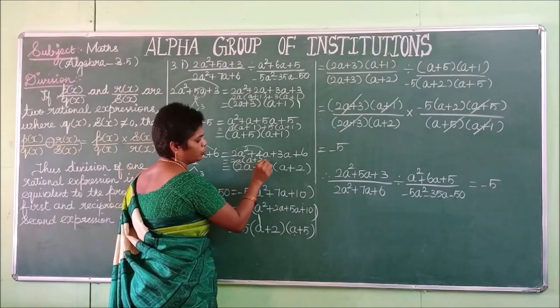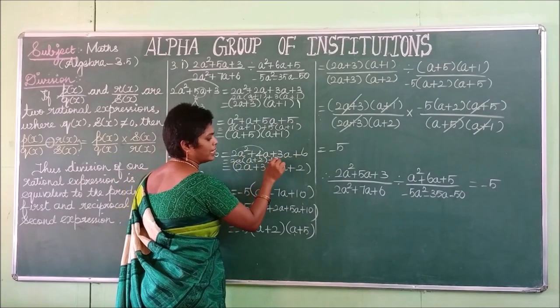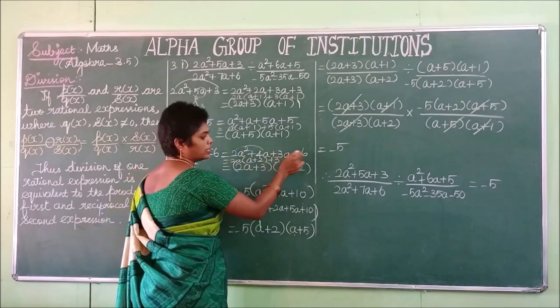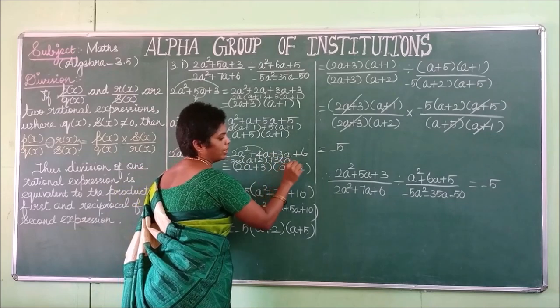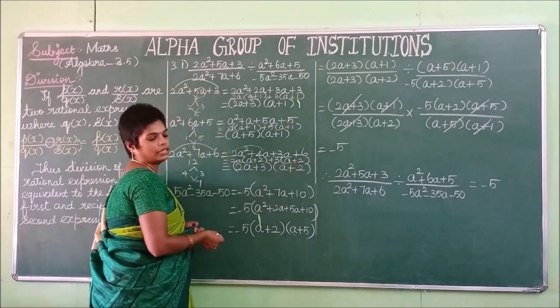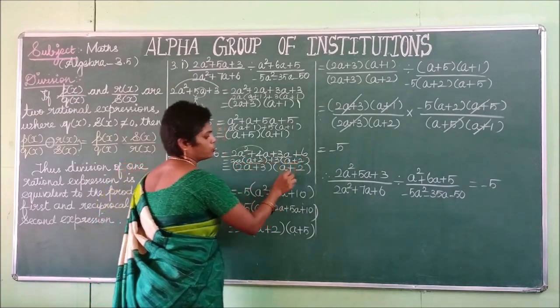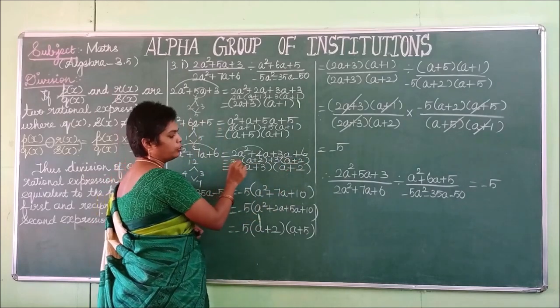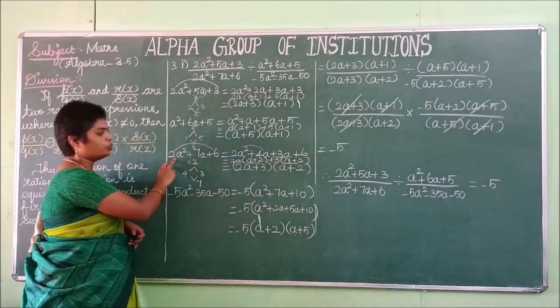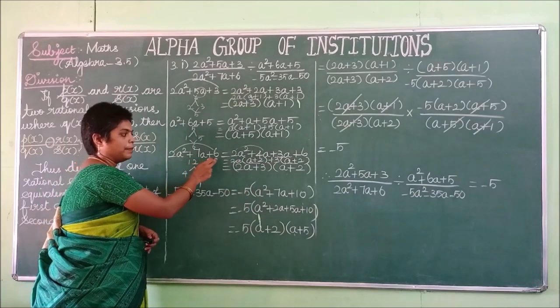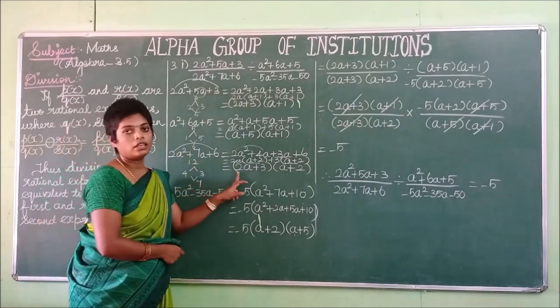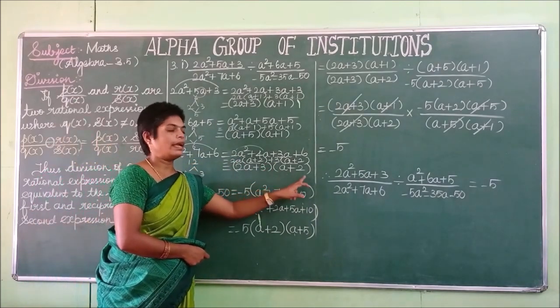a plus 2. Similarly, you can take 3 as common. 3 6s come in the 3 table. What are the remaining terms? a plus 2 is the remaining term. So a plus 2 is common. Remaining term is 2a plus 3. So 2a squared plus 7a plus 6 can be rewritten as 2a plus 3 into a plus 2.